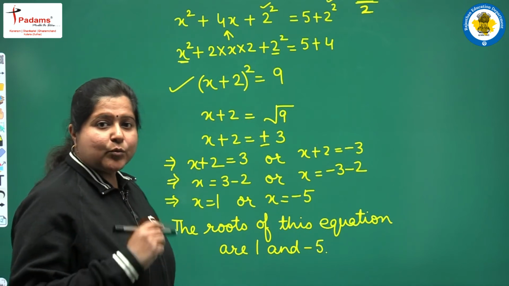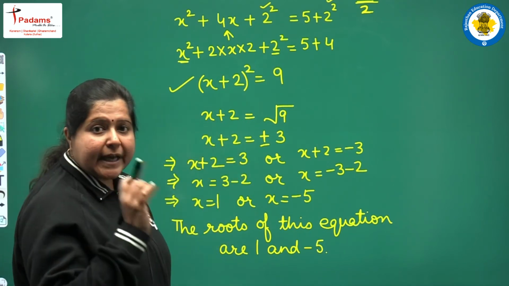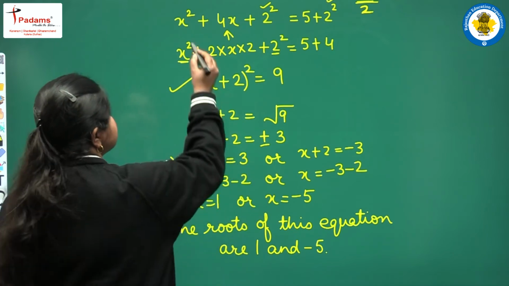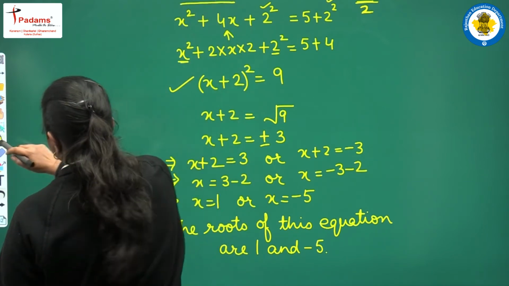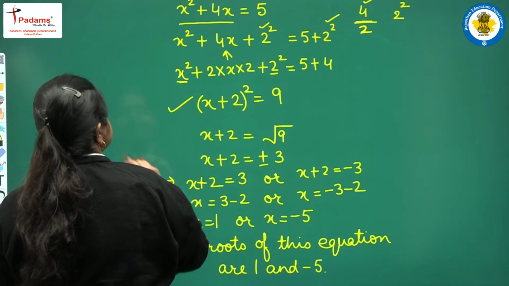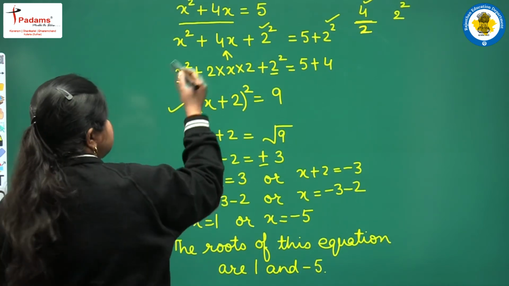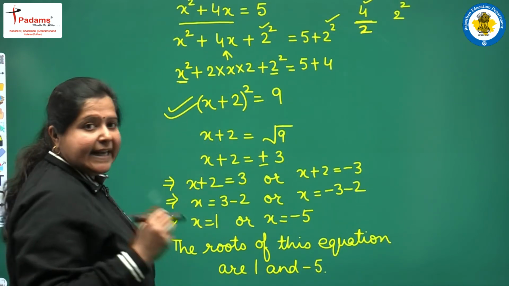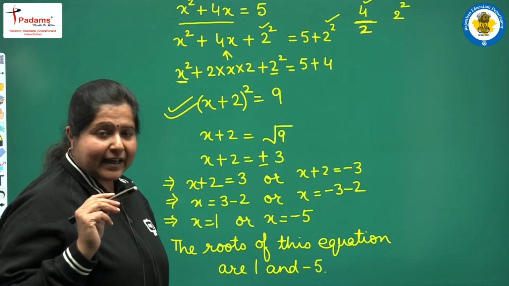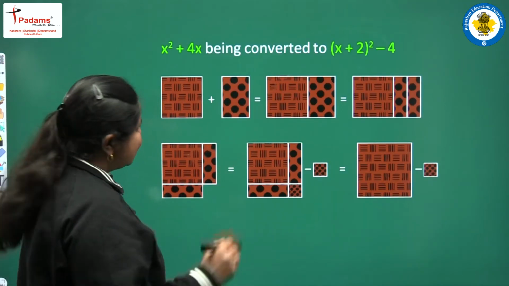Also, let us try to visualize all this concept, getting a complete square from this expression in the LHS, which is x square plus 4x. इस एक्सप्रेशन से हमने एक कंप्लीट स्क्वायर कैसे बनाया? Let us see it with the help of one diagram also. Here it is. Let us see.